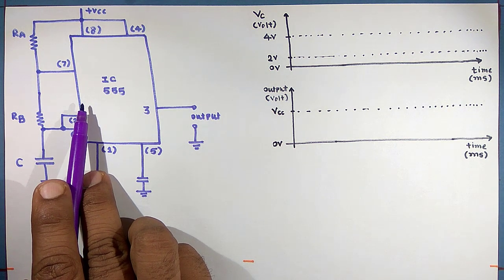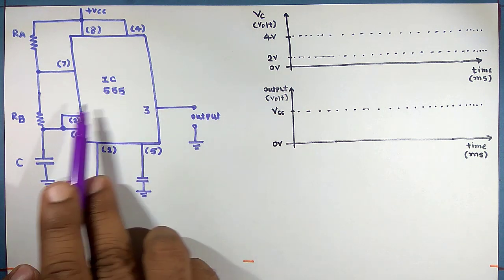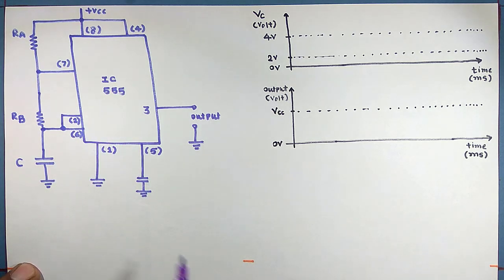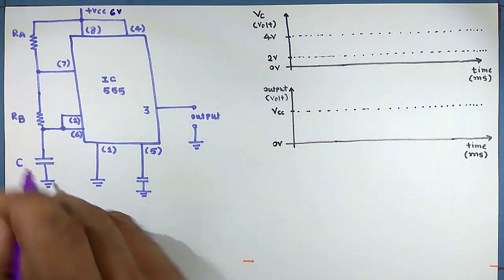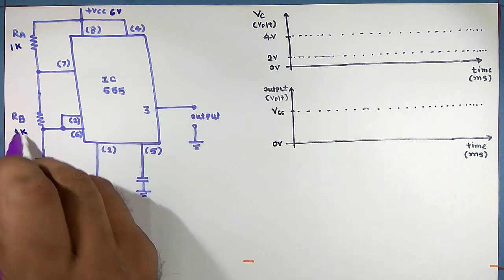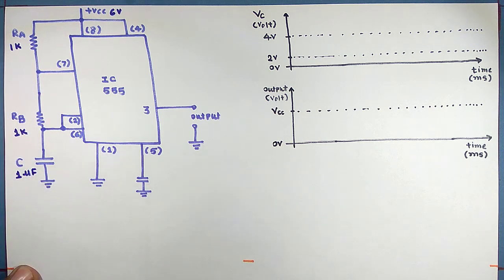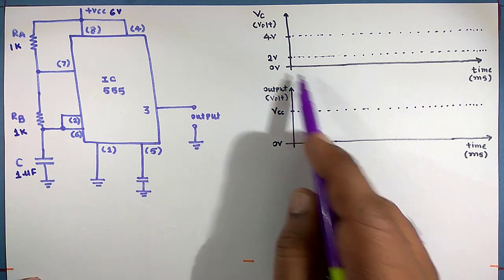We are also asked to draw the astable multivibrator diagram. So this is the diagram of an astable multivibrator using IC 555. We are given VCC, which is equal to 6 volt, RA of 1 kilo ohm, RB of 1 kilo ohm, and capacitor of 1 microfarad. We are also asked to find the waveforms.